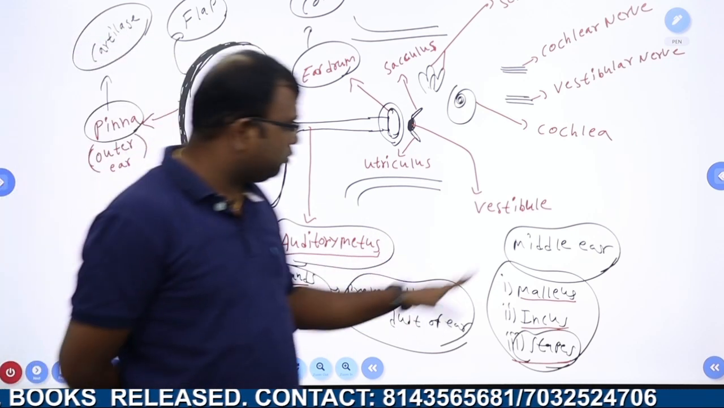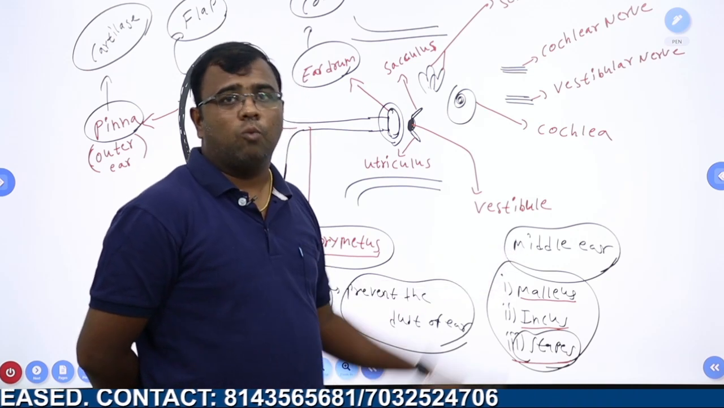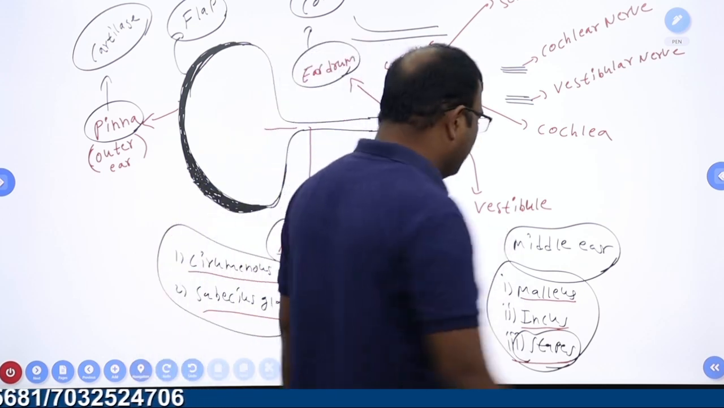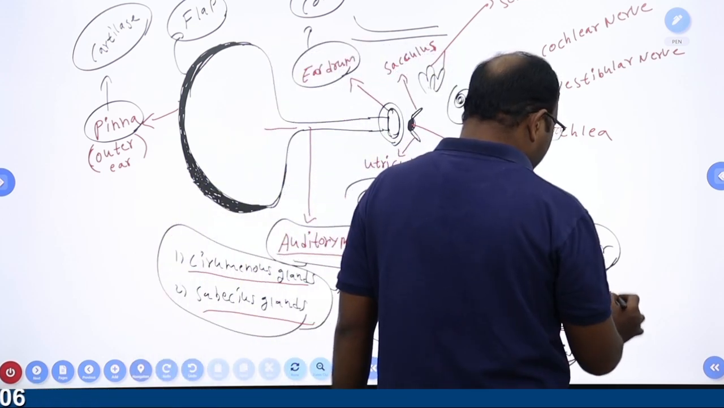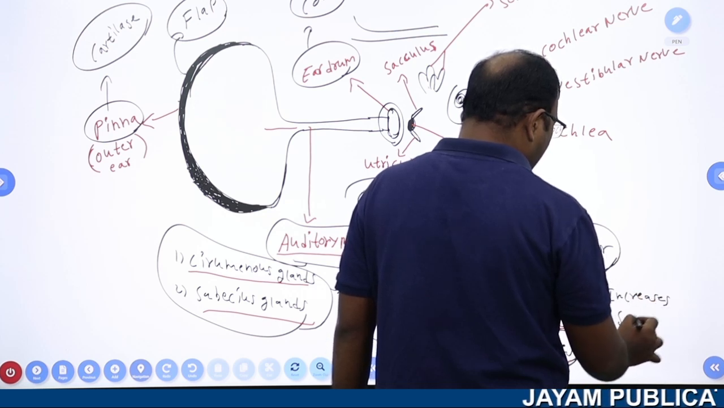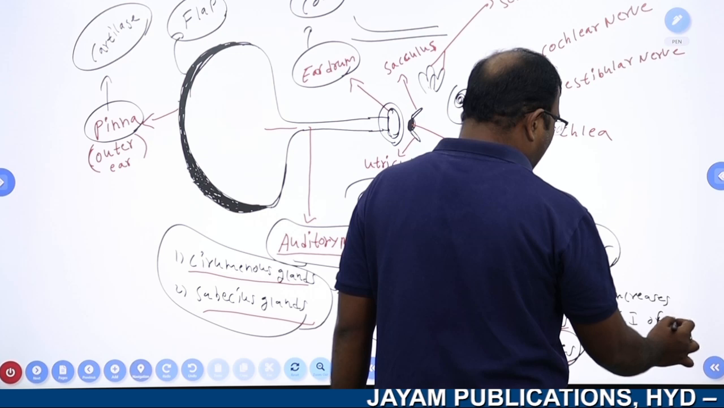What is the function of the three chain bones? The three chain bones are used to increase the sound intensity of the ear.